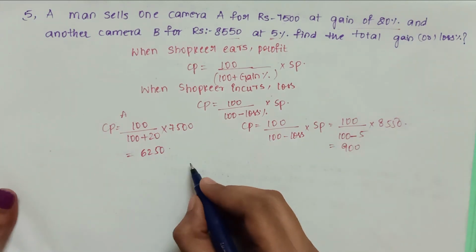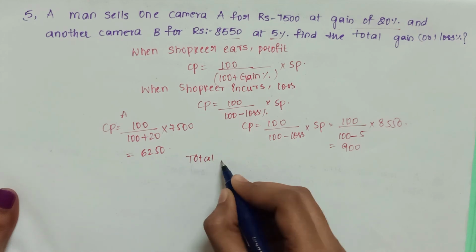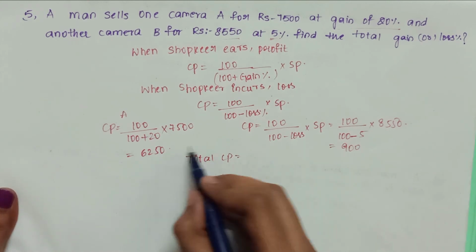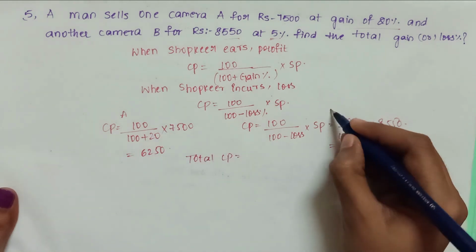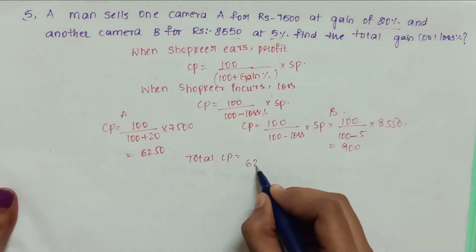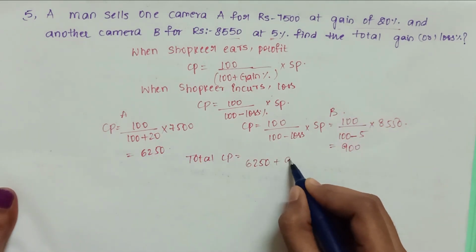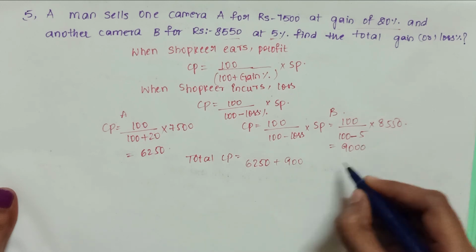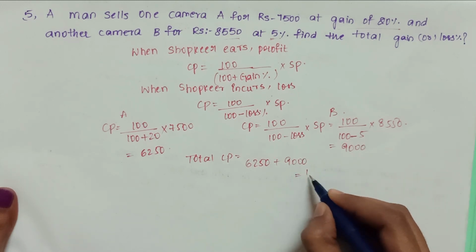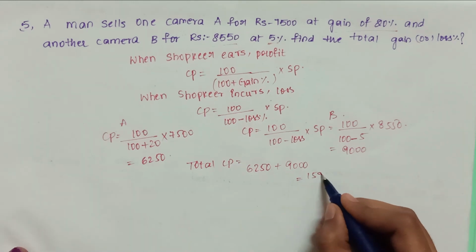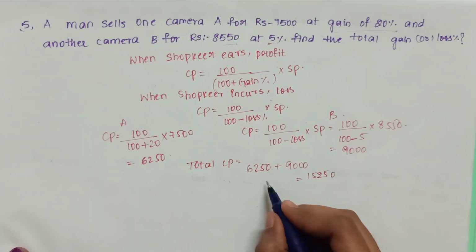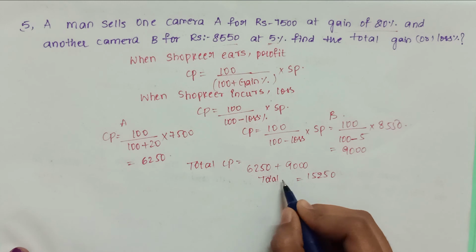Now we want to find total CP. So we add these two, A and B: 6,250 plus 9,000 is equal to 1,05,250 where total CP is 1,05,250.